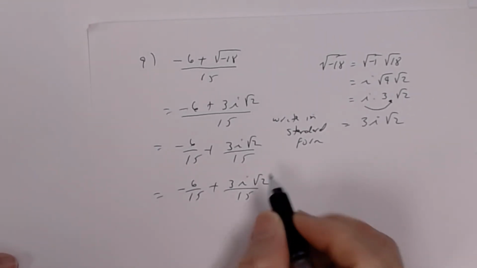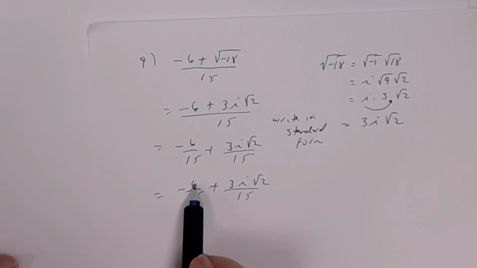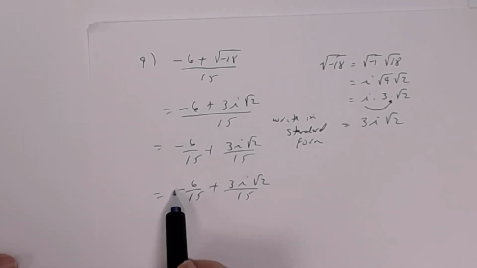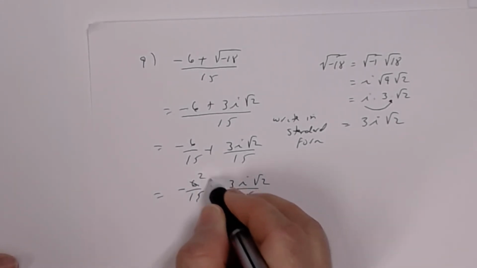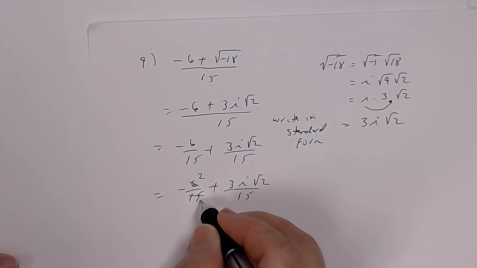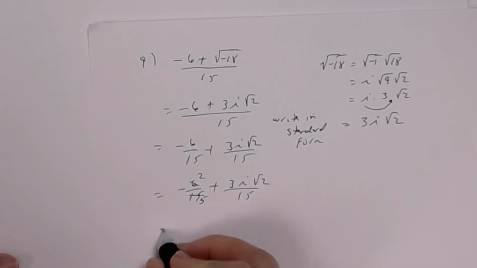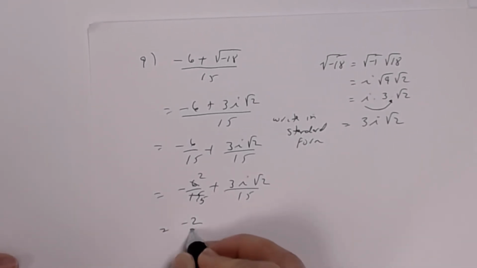Now here's what I mean by simplify. If you look at the 6 and the 15, even though the fraction is negative, let's look at this in terms of 6 and 15. The 6 and 15 are both divisible by 3. They have a common factor of 3. So 6 divided by 3 is 2. 15 divided by 3 is 5. So it becomes negative 2/5.